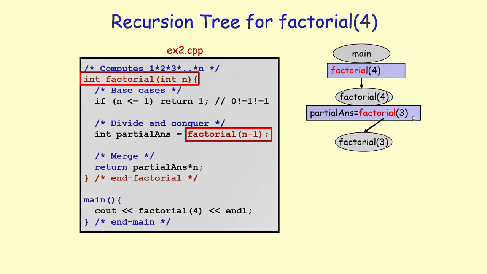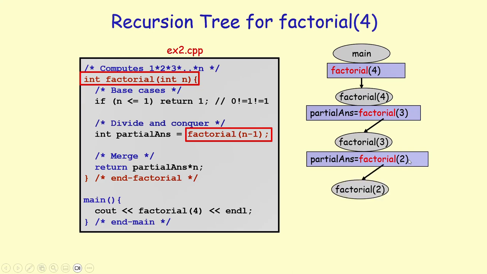So we again enter the factorial function. The first statement says, is it a base case? The answer is no. 3 is not less than or equal to 1. So we continue and execute the statement: partial answer is equal to factorial n minus 1, which is 2 at this point. So that's another recursive call. We enter into the context of factorial 2, execute the first statement. Is it the base case? No. So we continue and execute the statement: partial answer is equal to factorial 1.